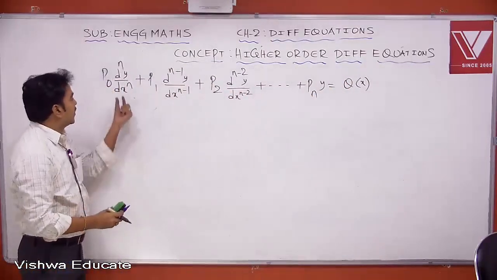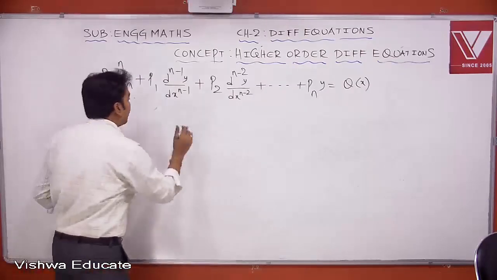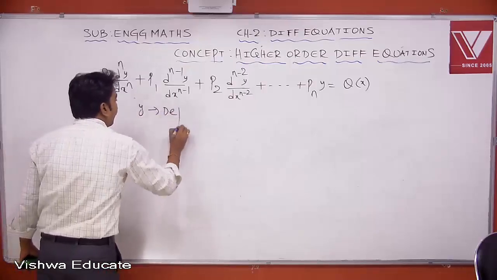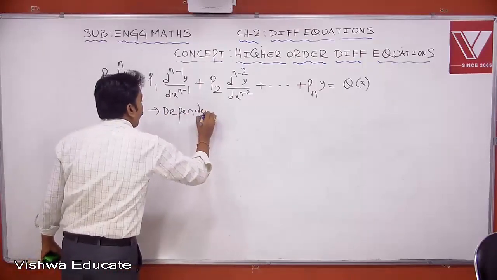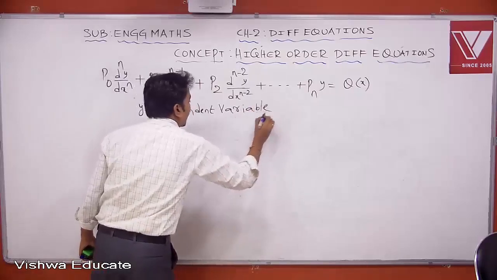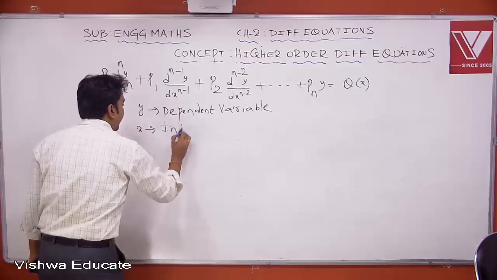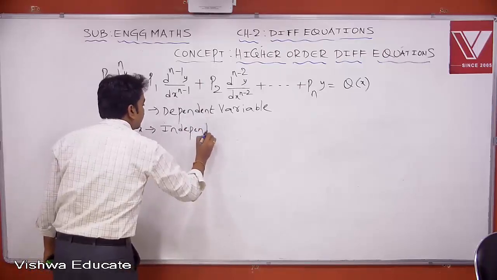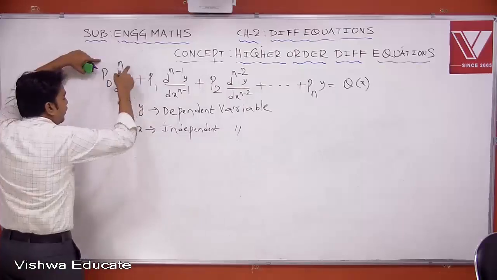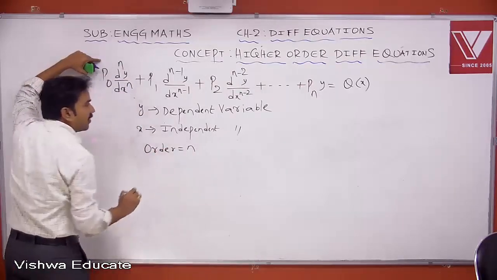Now, when you look at this equation, the highest order derivative in this case is n. There is no doubt about dependent and independent variables. Here y is a dependent variable. And x is an independent variable. That is very clear. Now, in this case, the highest order derivative is n. Therefore, the order of this equation is n.